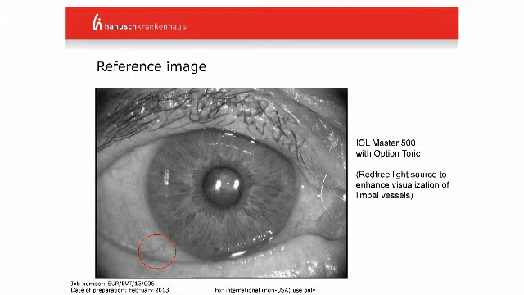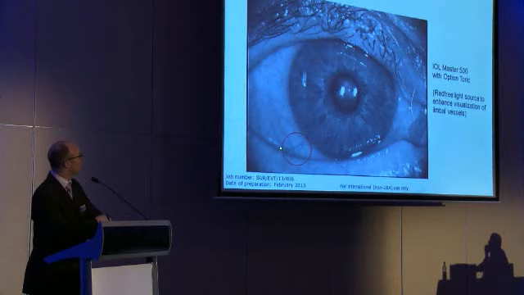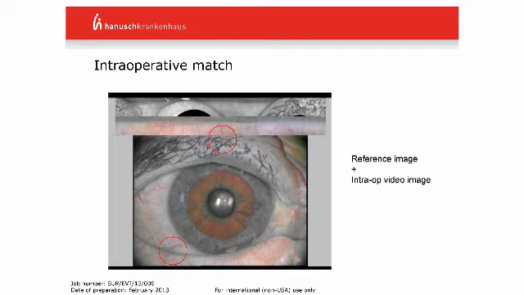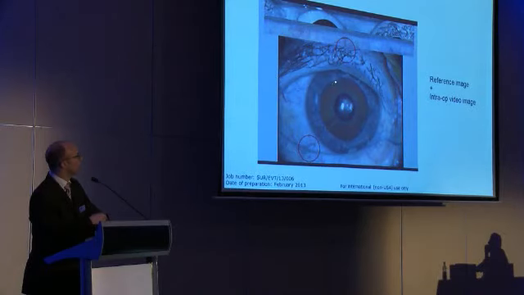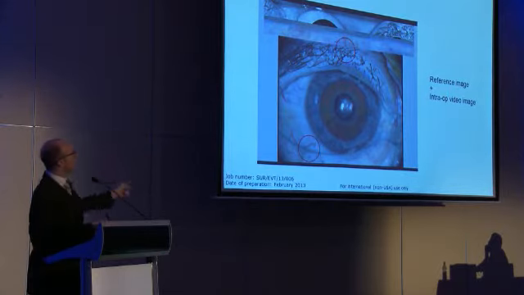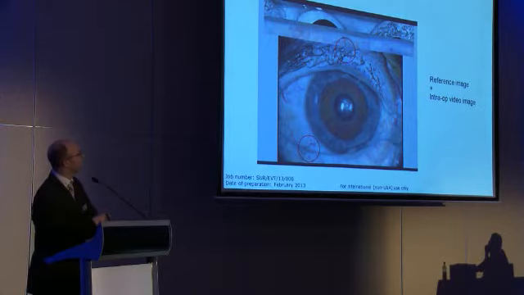Next slide. Here you can see an example with this vessel, and obviously all these vessels are recorded. Next slide. And then this is a superimposition of the live image of the operating microscope and the photograph taken at the IOLMaster before surgery. You can actually see the vessels. This is the perilimbal area put into a straight line of the two photographs, and you can just do a double check.